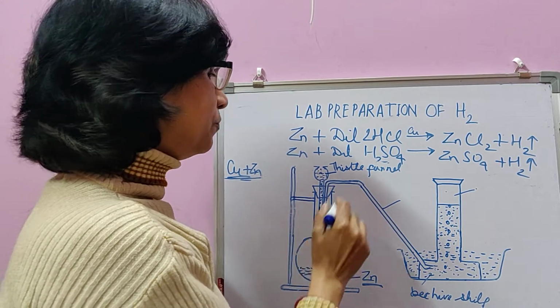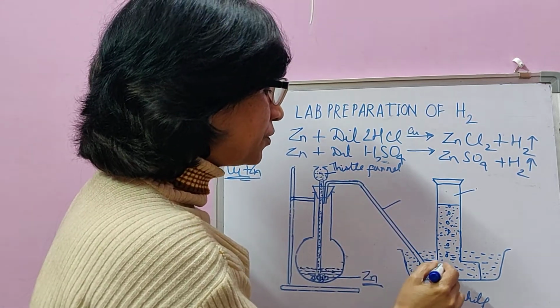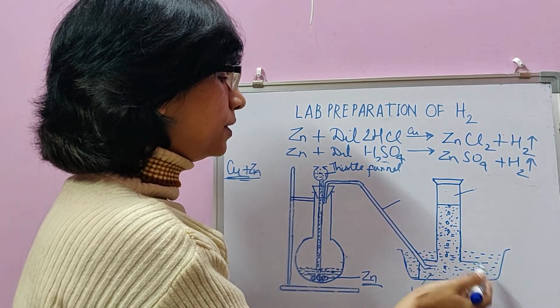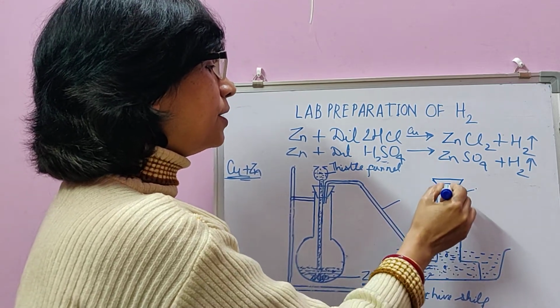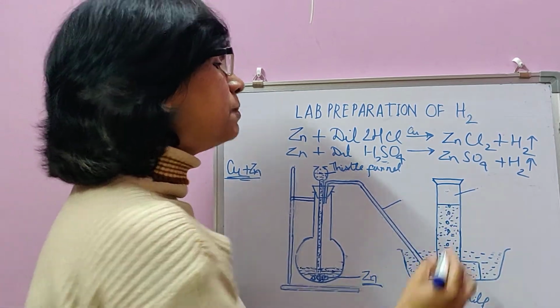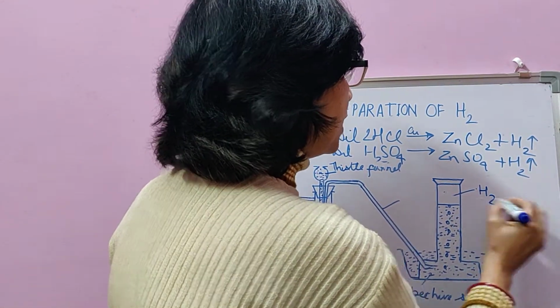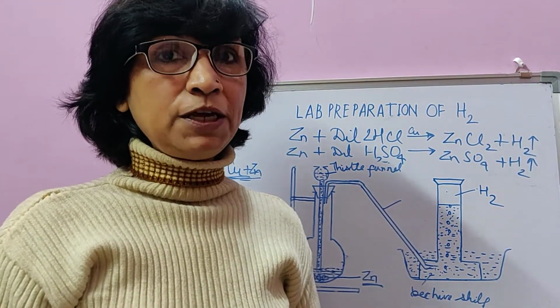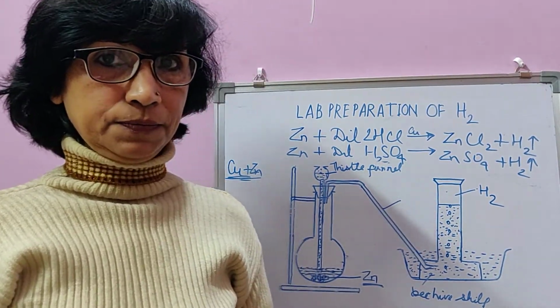As soon as we put it, hydrogen, being a gas and lighter, obviously moves up and takes the place above the water, and the water moves down. So this method of collection of gas is said to be downward displacement of water.